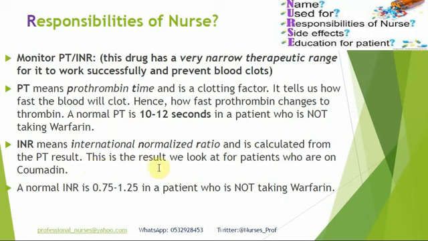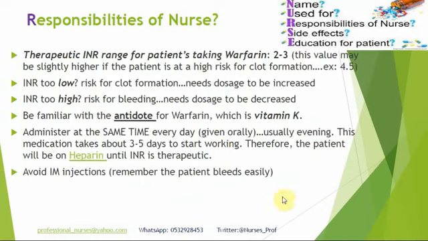This is the result we look at for a patient who is on Coumadin. A normal INR is from 0.75 to 1.25 in a patient who is not on warfarin. So the therapeutic INR range for a patient who is taking warfarin is usually from 2 to 3. Sometimes we'll go more than that if the patient is really at risk for clot formation.